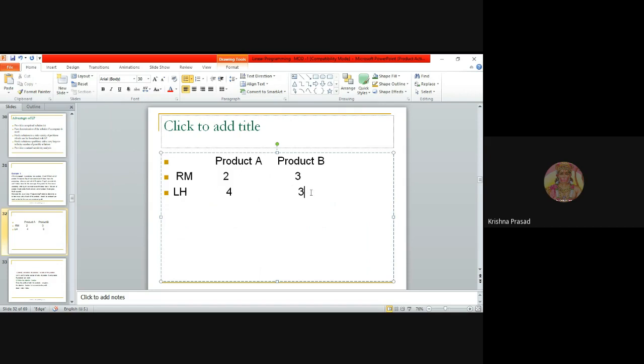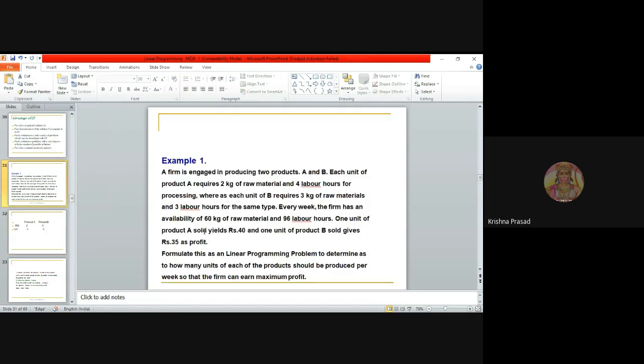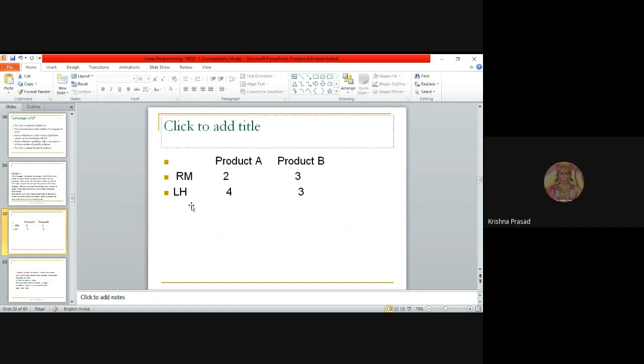This is one thing. And let us go for the last one. What is the profitability which is given here? How much for product A? Rupees 35. And 40 and rupees 30. 40 and 35. So write the profit here: profit, 40 and 35. You must work it like this, then it will be easy to do the problem.